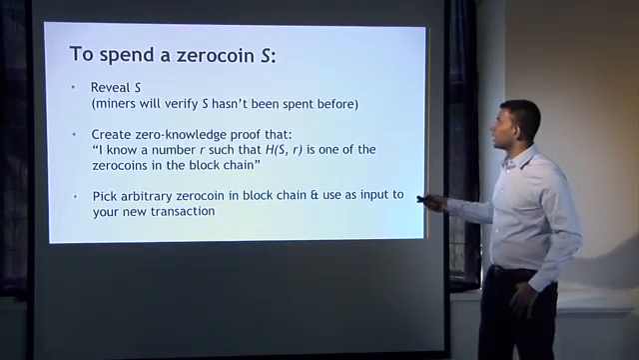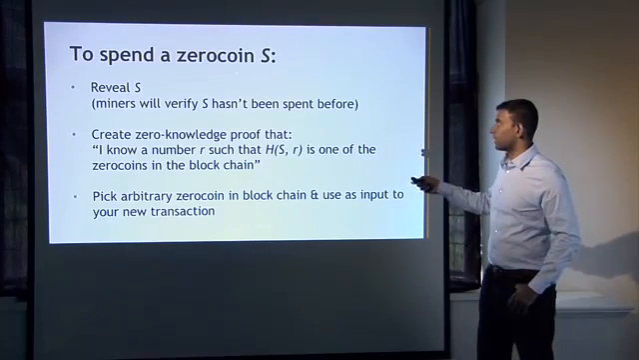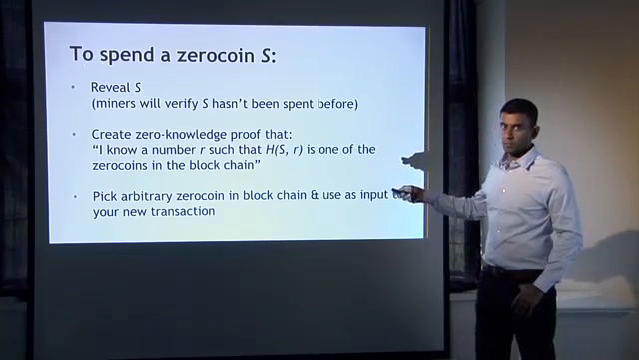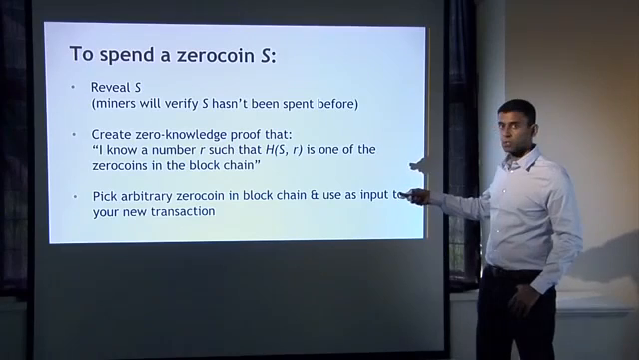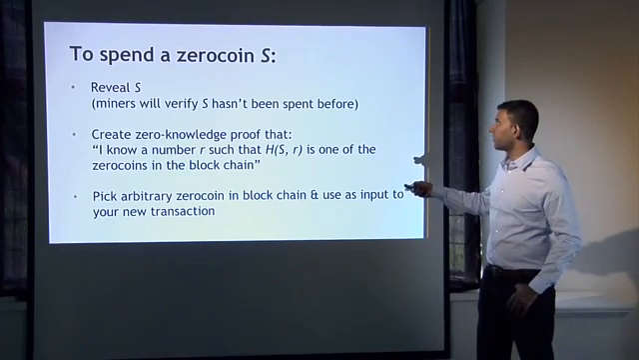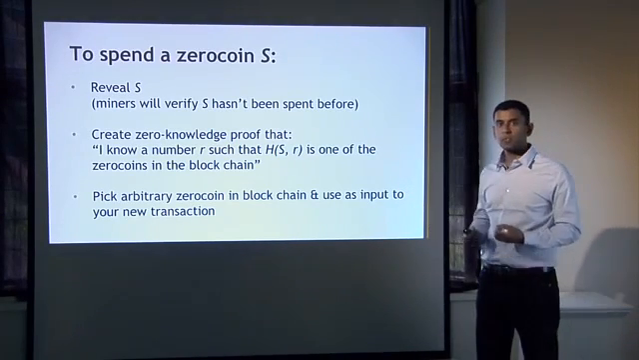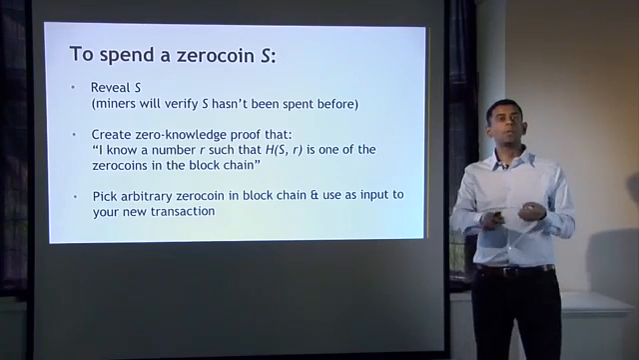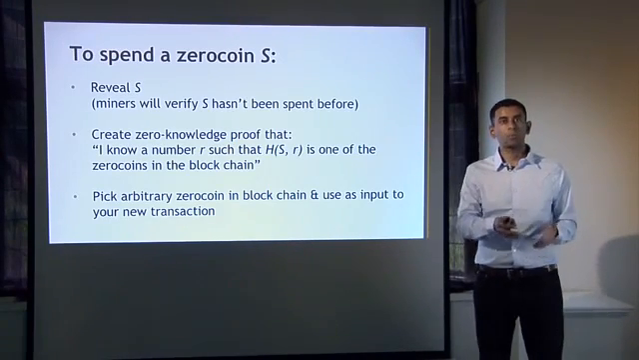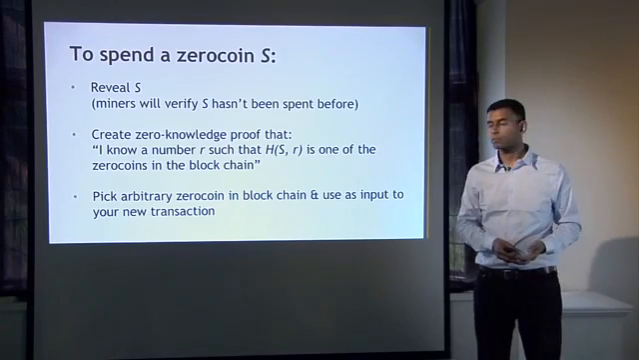So how does that work? To spend the ZeroCoin later, you will reveal that serial number that you put inside the envelope. And what miners will do, it's their job to verify that the serial number has not been spent before, that the serial number has not been revealed as a number that was put inside some other envelope. That's what prevents double spending in the system.